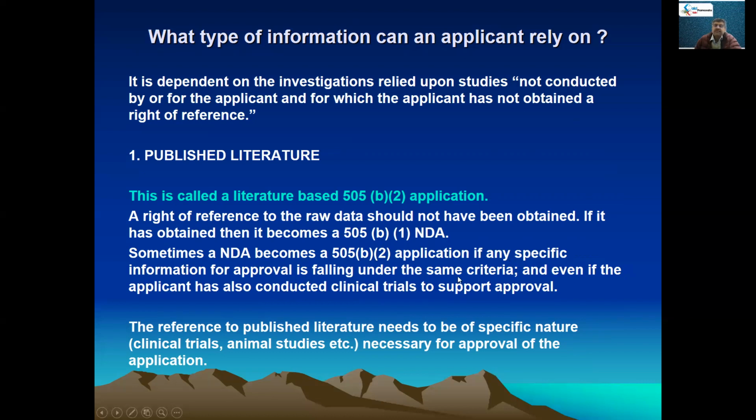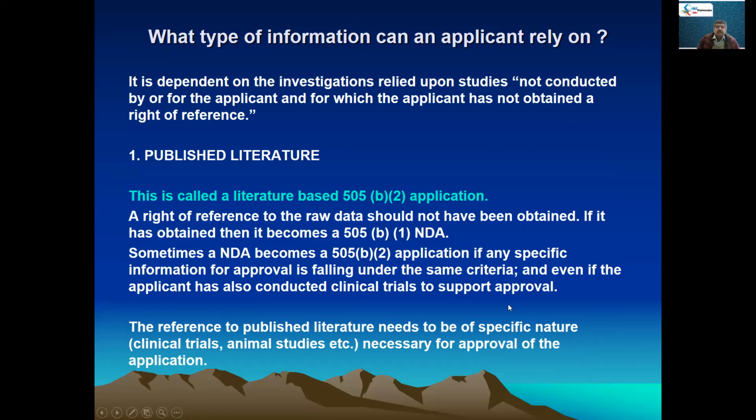falling under the same criteria, and even if the applicant has also conducted clinical trials to support the approval. This means that if some of the clinical data which has been submitted by the 505(b)(2) applicant falls under the category of either literature-based data or agency's previous finding, then that 505(b)(1) application shall be converted into a 505(b)(2), and it will be evaluated by the US FDA from that perspective.